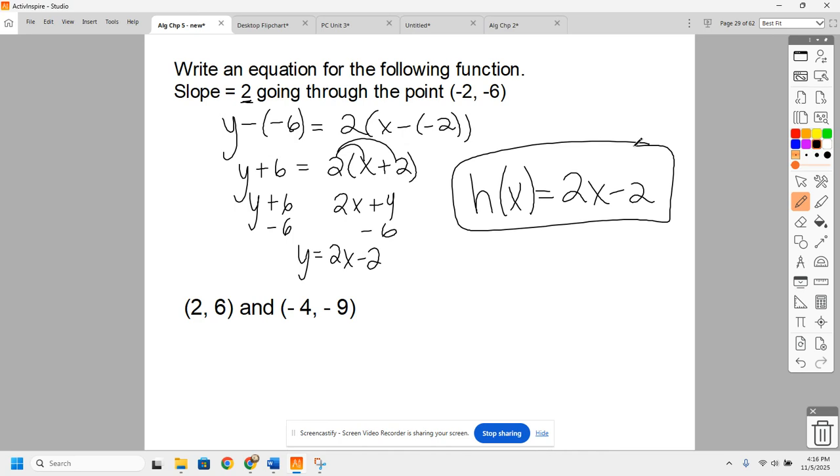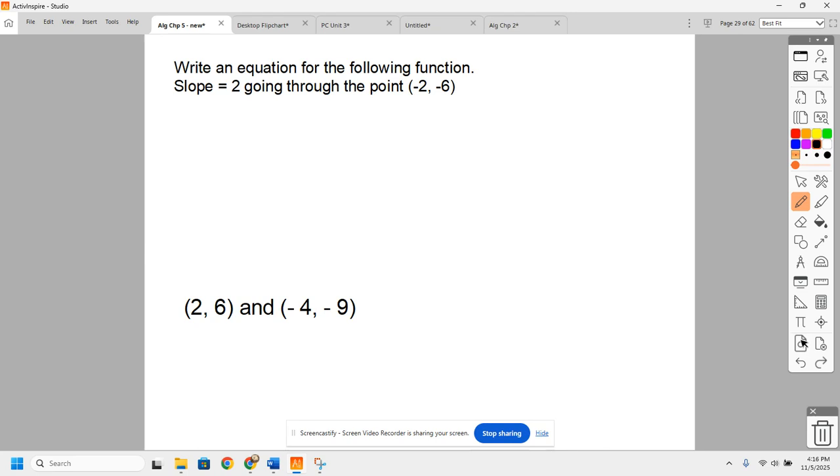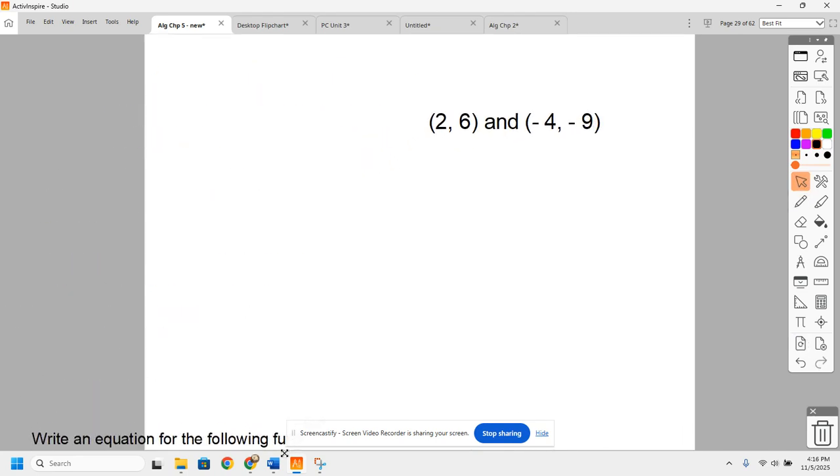If you still need to look at the stuff above, go ahead and pause the video because I'm actually going to erase it. So I'm going to go erase that stuff. I'm going to go now do it with 2 points. So I'll get rid of this.